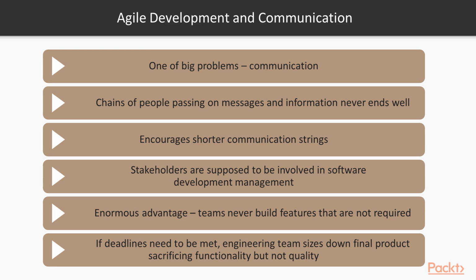Now, we will move to agile development and communication. In the traditional release management, one of the big problems was the communication. Chains of people passing on messages and information, as we've seen, never ends well. Agile encourages shorter communication strings. The stakeholders are supposed to be involved in the software development management, from the definition of requirements to the verification of the same software. This has an enormous advantage. Teams never build features that are not required. If deadlines need to be met, the engineering team sizes down the final product, sacrificing functionality, but not quality.